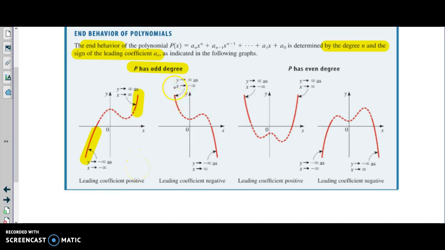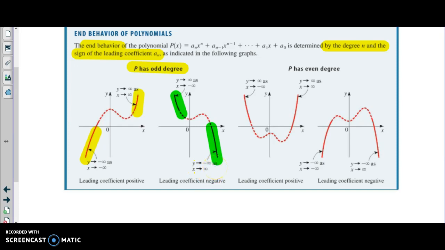Then when we look at the next one, notice how it's up first and then it's down. It tells us that when we have a negative leading coefficient, and p has an odd degree, y goes to infinity as x goes to negative infinity. And the same if it's going downwards, y goes to negative infinity as x goes to infinity.